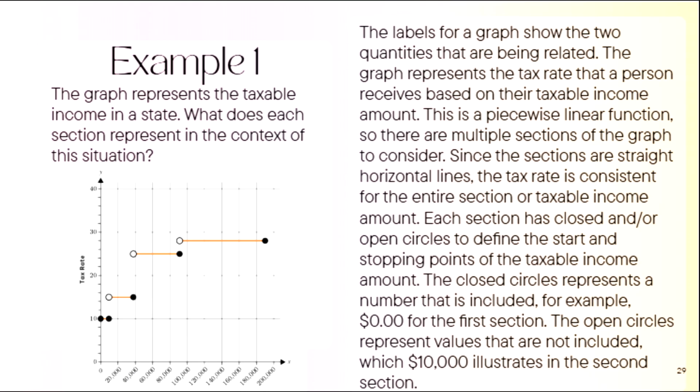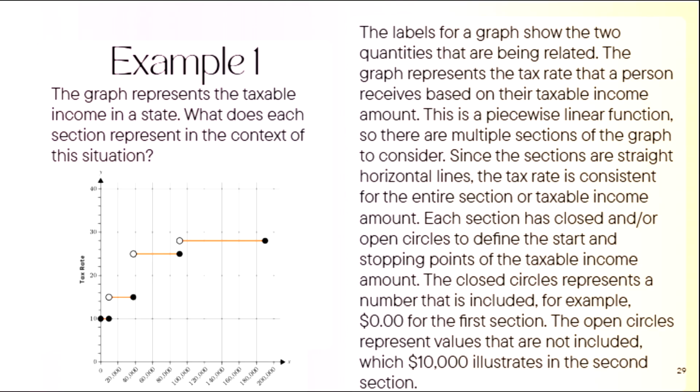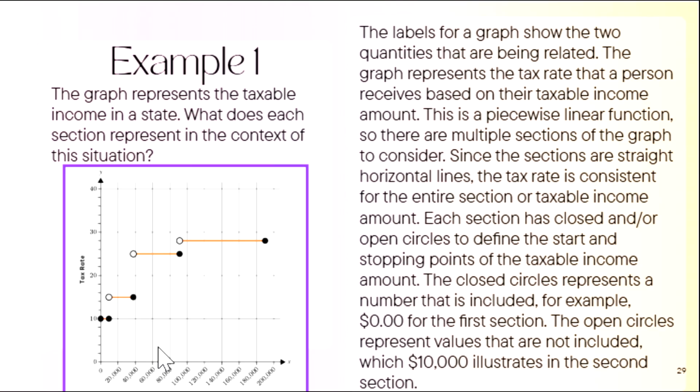This is a piecewise linear function, so there are multiple sections of the graph to consider. Since the sections are straight horizontal lines, they don't have any slope to them. The tax rate is consistent for the entire section or taxable income amount. If you fall anywhere in this section, you're paying the same percentage, okay?